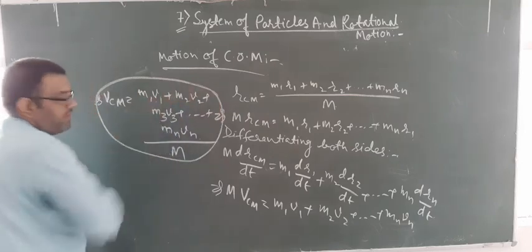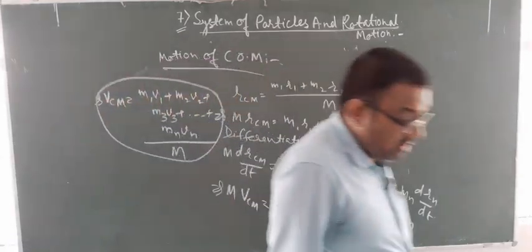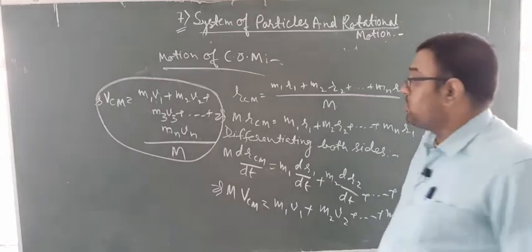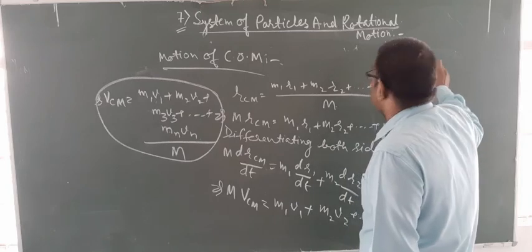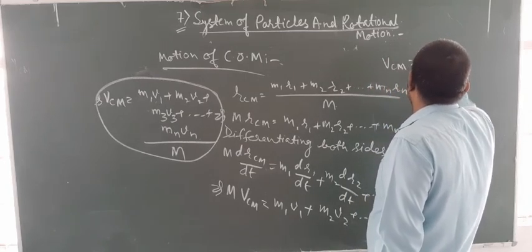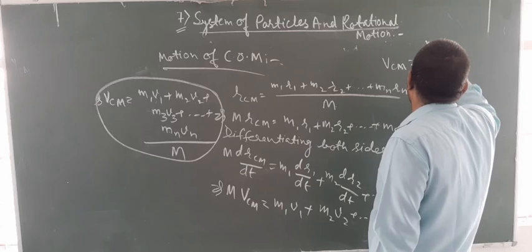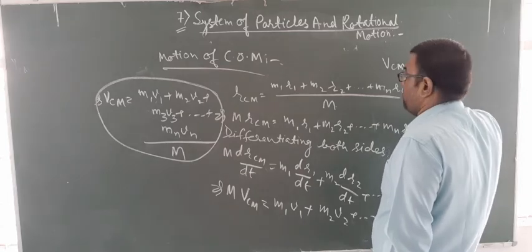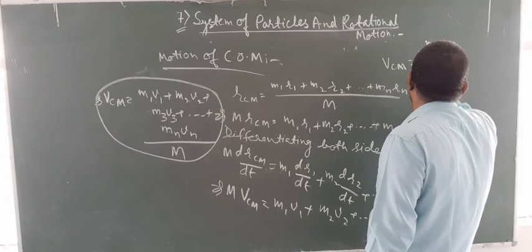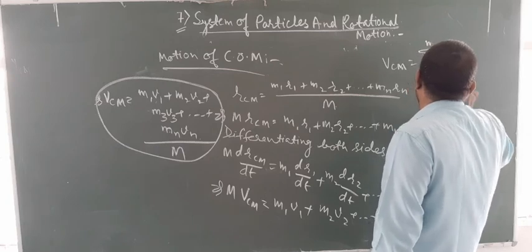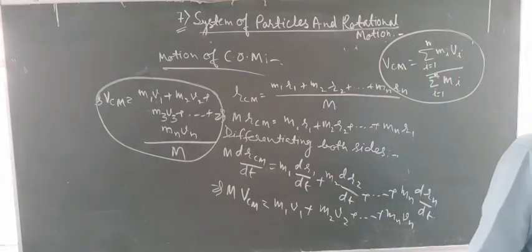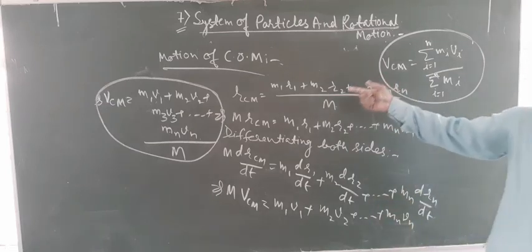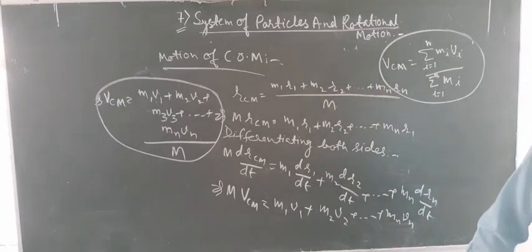So this is the velocity of the center of mass, and in short form we can write it as the velocity of the center of mass is equal to summation i equal to 1 to n of mi vi upon summation i equal to 1 to n of mi. This is the motion of the center of mass. Similarly, for acceleration, acm is equal to m1 a1 plus m2 a2 and so on.